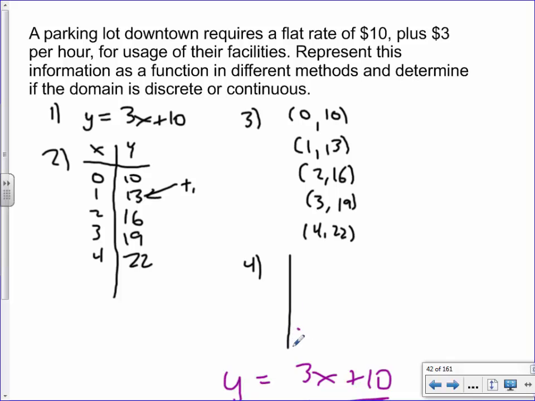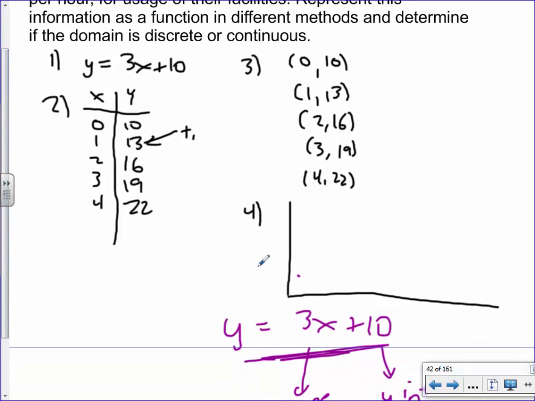And the fourth way that we represent data is we draw a graph. Okay, my expectations of graphs are very different between chemistry and math, just so you guys know. In chemistry, I'm very picky. I want you to have axis labels. I want you to have units. I want you to have a title. I'm not looking for all of that in math.